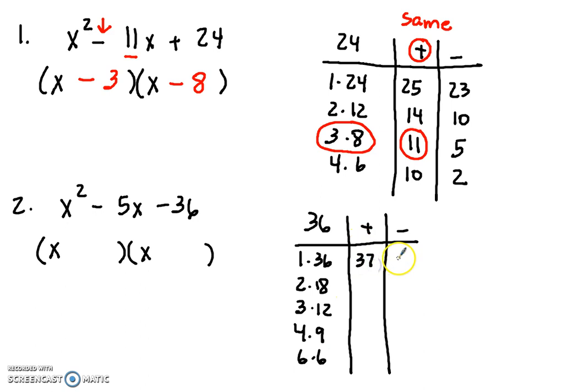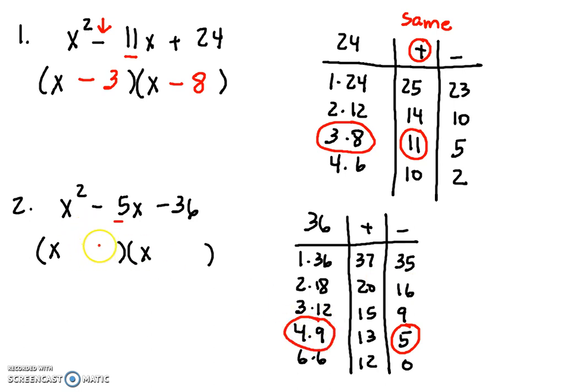Again, I'm going to add each set of factors and subtract, and then add and subtract, add and subtract, add, subtract, add and subtract. Okay, again, remember we are looking for my middle term of 5. I found it right here. I created that 5 by using 4 and 9. So I will be putting those two numbers here.